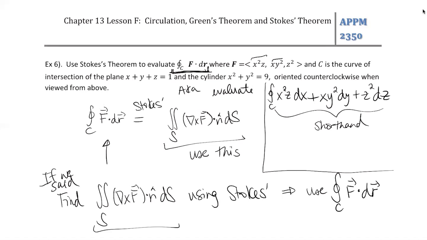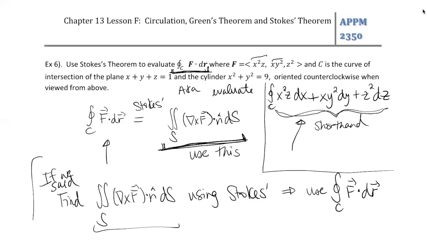So if this problem said evaluate this using Stokes, then again it's saying, okay, don't actually evaluate this line integral, don't parameterize and switch to t. Instead, find a surface that has this curve as its boundary and do this flux of the curl integral over the surface. So one of the things that's hard about this section in particular is there's so many different ways to ask the same question, and I wanted you to just realize the different ways this may come up.